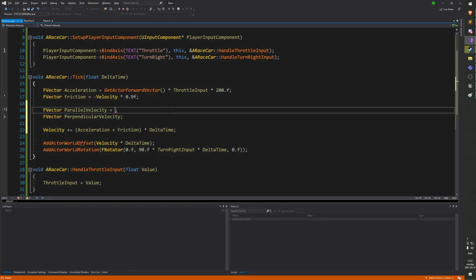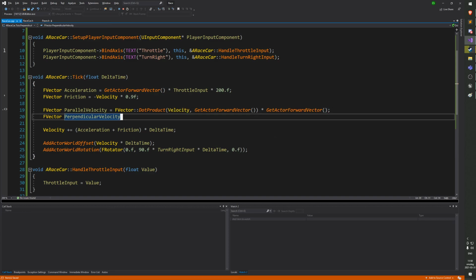So we'll do that. We'll do velocity dot product. Okay, never mind, it's a static function, so we have to do that. So we'll do f vector dot product. So we'll dot product velocity with the forward vector, so get actor forward vector, and then take that times get actor forward vector. So that will give us the part of the velocity that's pointing forwards.